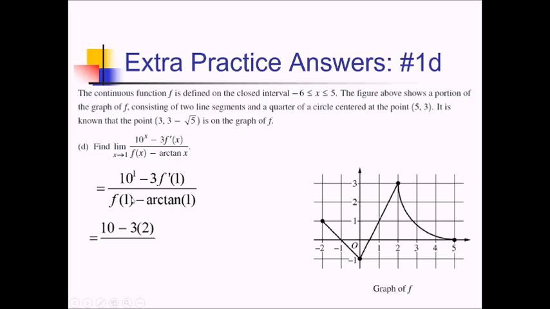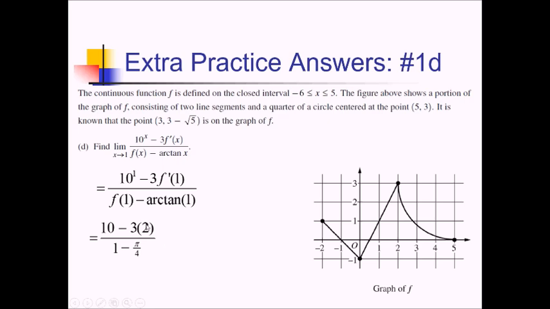Down below, we have f of 1. F of 1 is just this y value of 1 up here. And arctan of 1, that's a good one to kind of have memorized. That's going to be pi over 4. So we're subtracting that. Now that you've got all constants and you know that this is not indeterminate, you actually could just stop here and call it a day on this one.